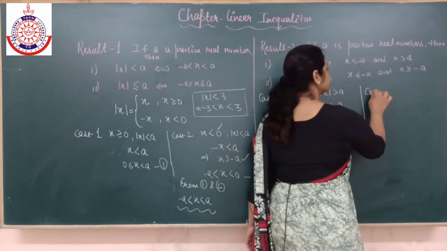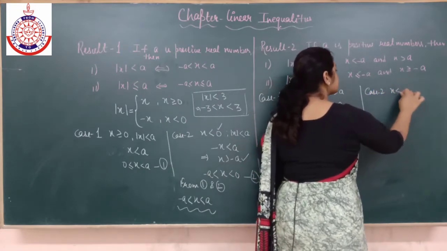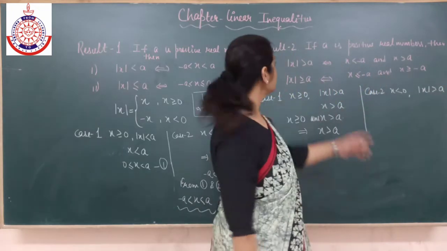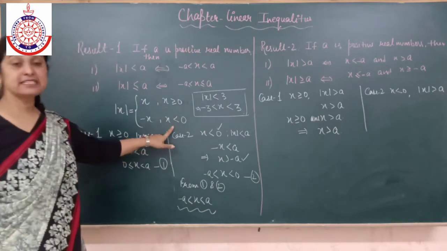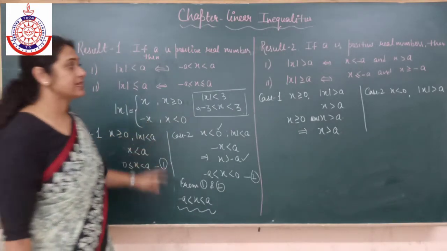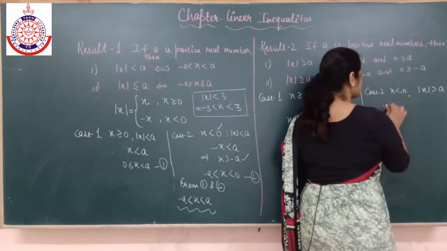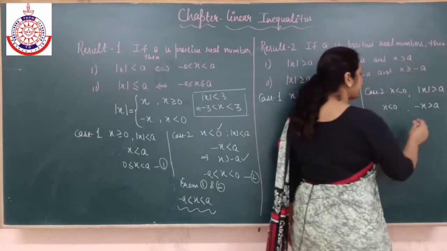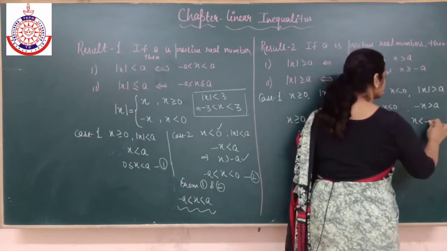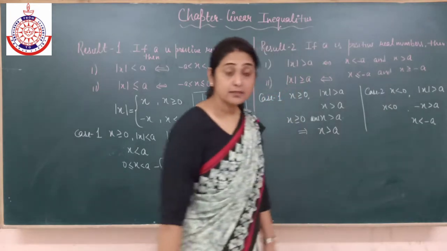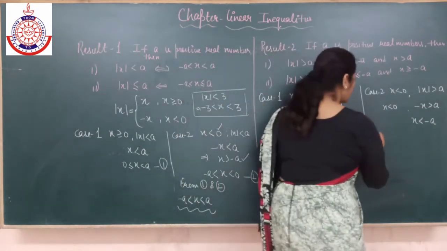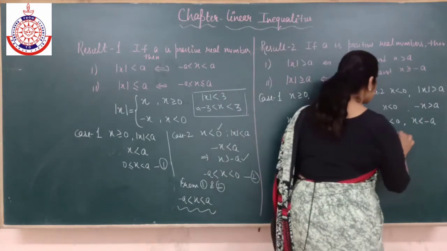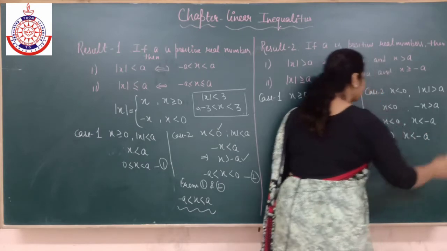Now case 2. When x is less than 0, let's see, this modulus will open with what? If x is less than 0, it becomes minus x. So I have, multiplying both sides by minus 1, the sign of inequality is reversed. What is given to me? x is less than 0 and x is less than minus a. So what does it imply? It implies x is less than minus a.